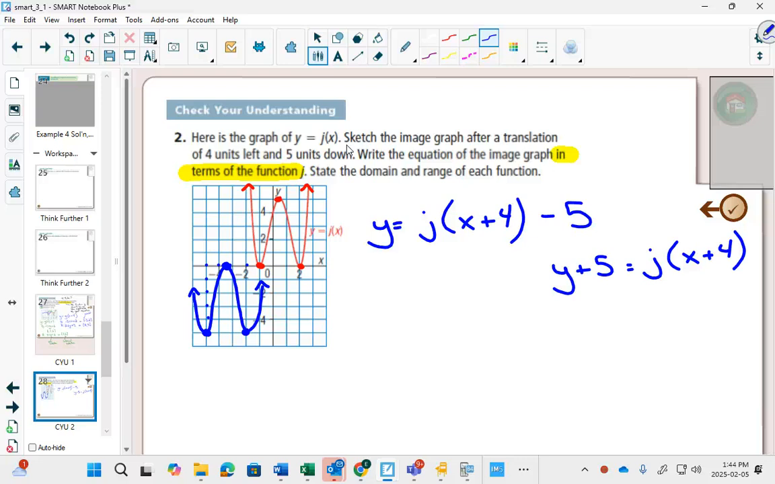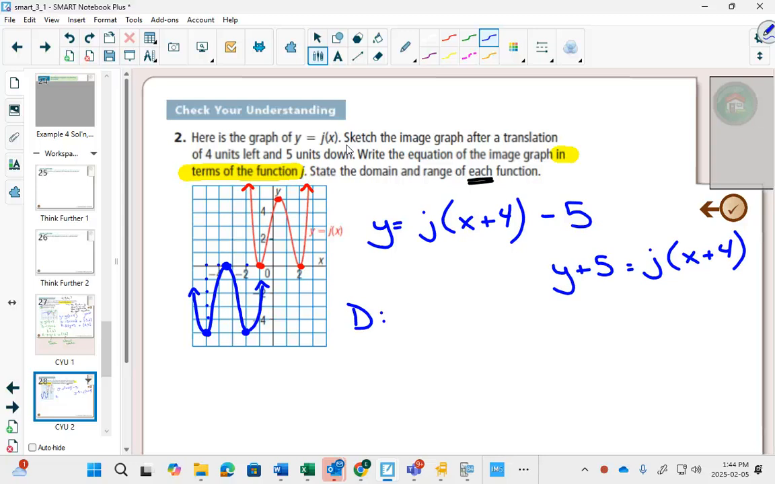All right, read it again. We've done sketch. We've written the equation in terms of j. Now, the domain and range of, and this too, this is where, oh, it's a little bit frustrating. If you don't read that word, you might lose a half mark because it says each function. So I've got to do the blue one, and I've got to do the red one. It's kind of annoying.